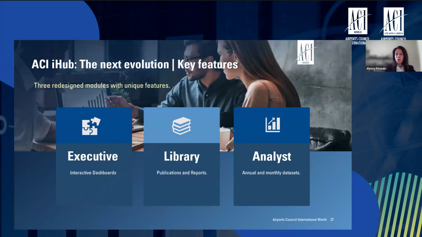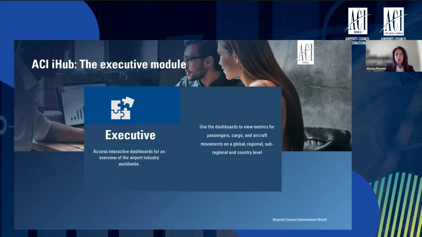So before we jump into the live demo, I'm just gonna explain to you how the iHub is distributed. There's three main modules. The first one, the executive. This is directly if you want to see dashboards, interactive dashboards. The library, if you're looking for publications or reports. And the analyst module is for you if you're a data scientist and you need to extract data sets for your specific purpose.